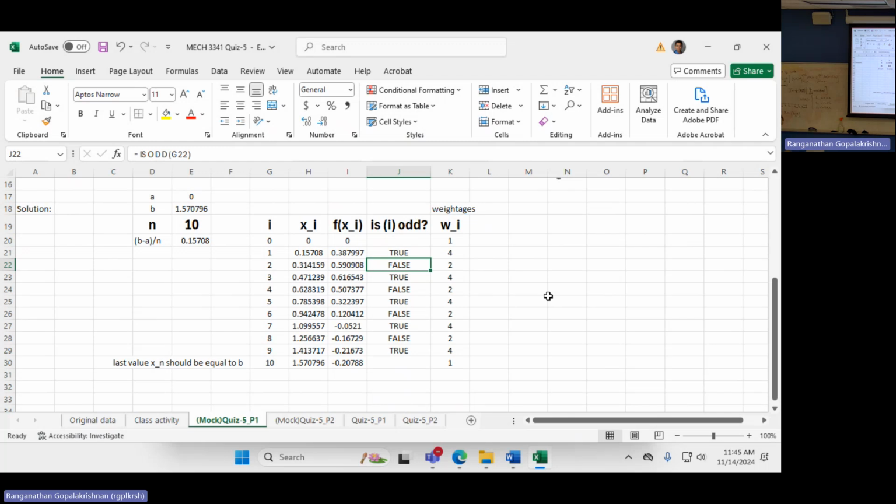So when you get x of i and f of x of i, what do you do next? Right now, all my columns are the same number. I haven't changed anything. It's just all the same. Go to your Excel.